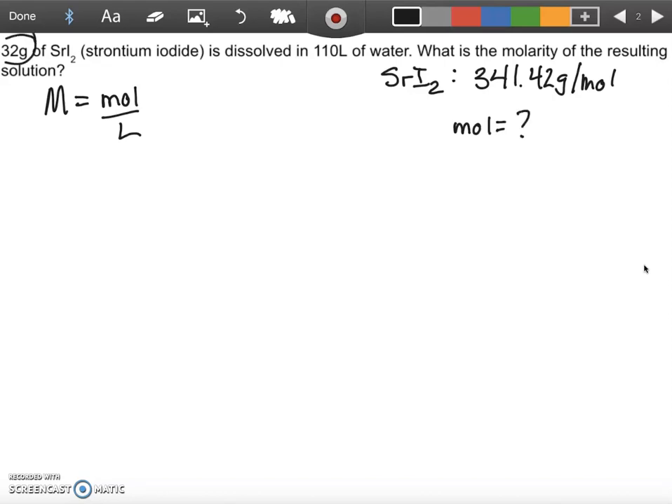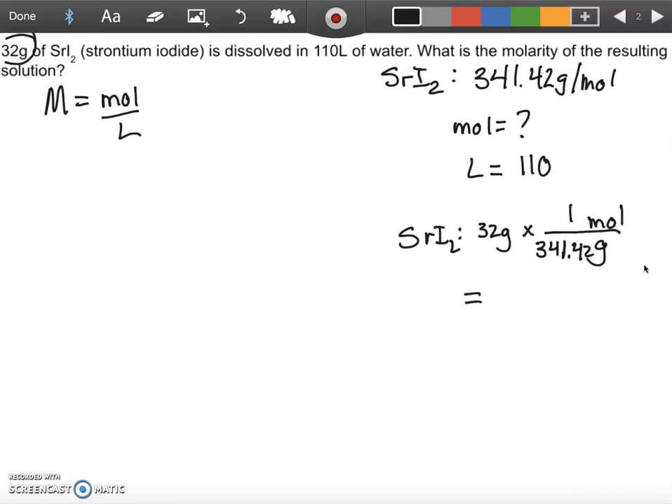It gave us grams, so I guess you can already guess what we're going to have to do. Did it give us liters? It did. It gave us 110 liters. So before we can solve this, ladies and gents, we've got to get those 32 grams of strontium iodide into moles. Now, this problem was kind, and it gave you that the molar mass of strontium iodide is 341.42 grams per mole. Let's go ahead and solve that. So we have SrI2, we've got 32 grams of it, and we need to convert those grams to moles using the molar mass, 341.42.